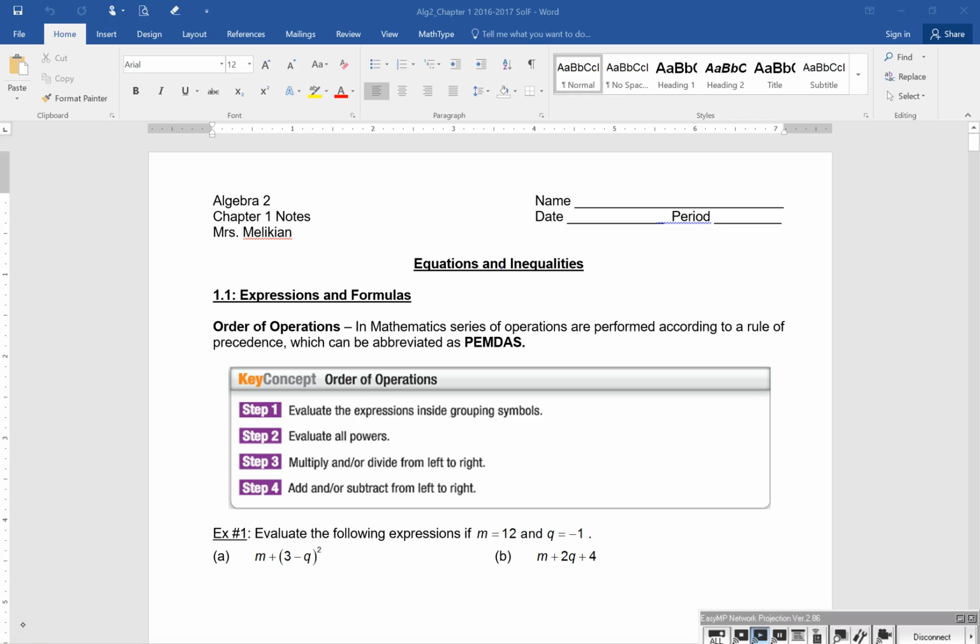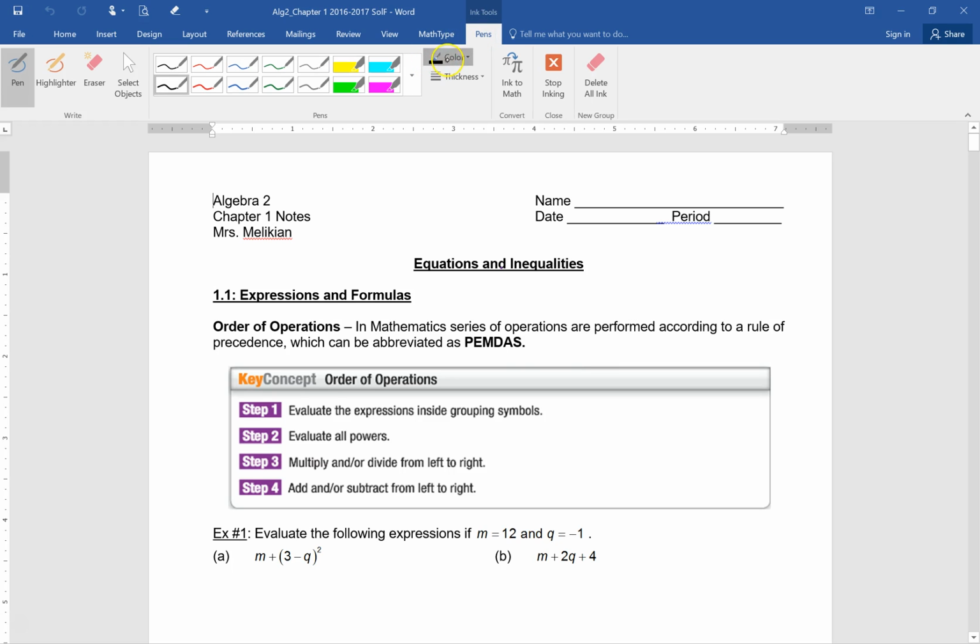Okay. All right, so section 1 talks about expressions, formulas. First thing we're going to talk about is order of operations. And I'm sure you've seen this before. The beginning of Algebra 2 is a lot of review with some new stuff in there. And then, with Chapter 3, everything will be brand new.